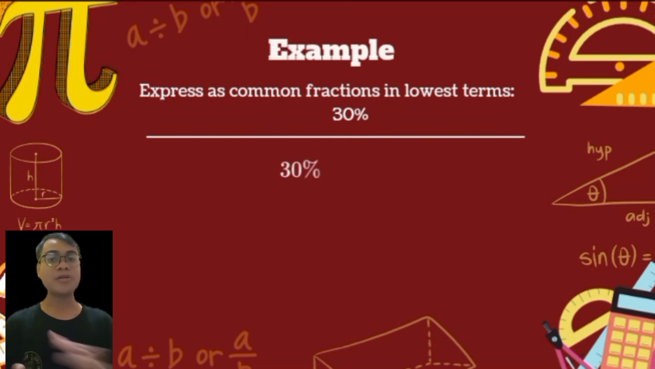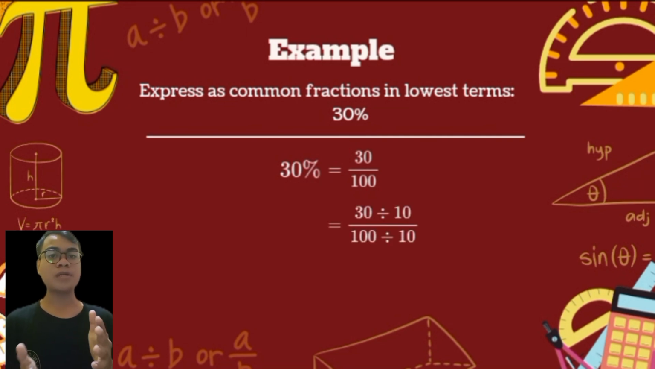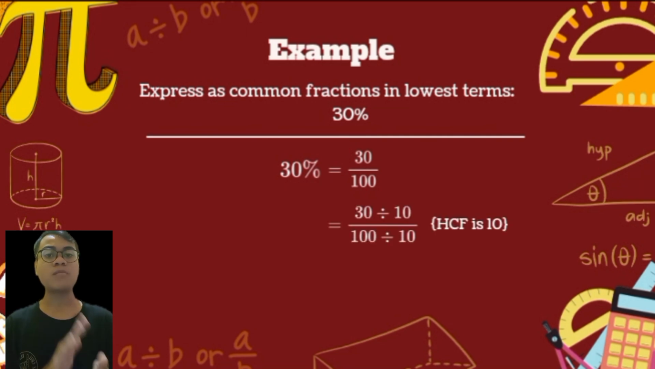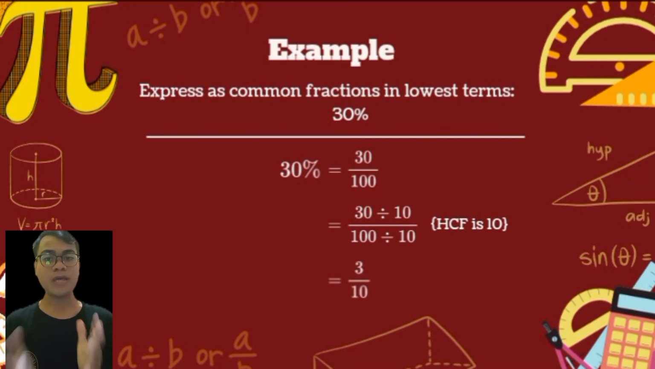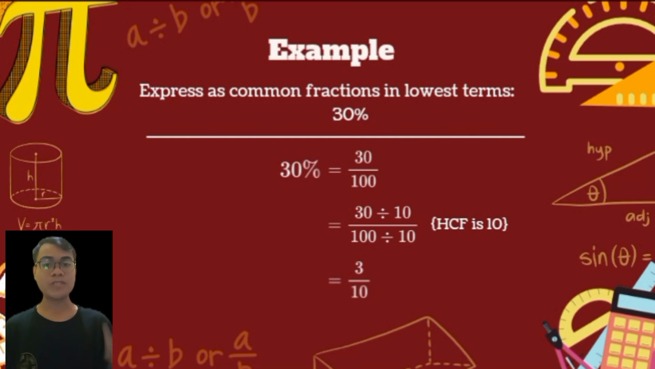For example, 30%. We can write it as a fraction with a denominator of 100. So we get 30% equals 30 over 100. Next, we simplify the fraction. The highest common factor of 30 and 100 is 10. So we divide both numbers by 10. And then we get 30 divided by 10 over 100 divided by 10, and the result is 3 over 10. So we can say that 30% is equal to 3 over 10.